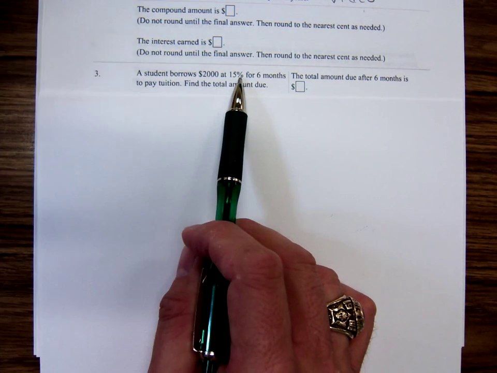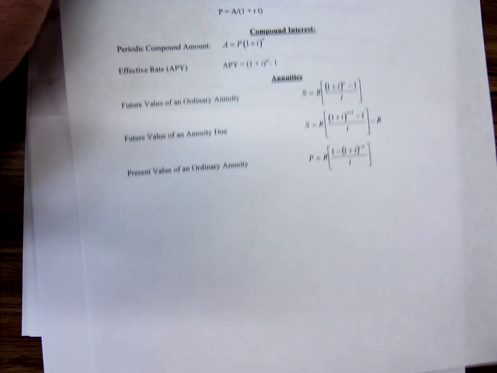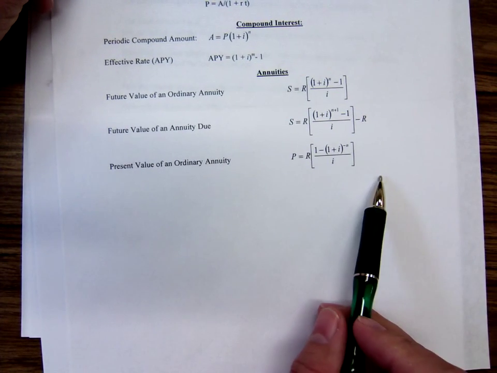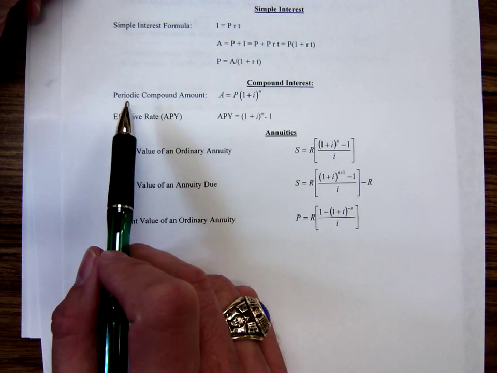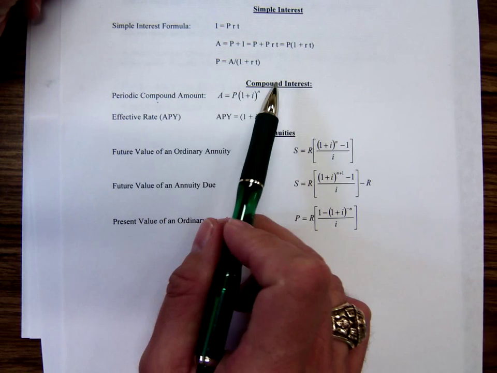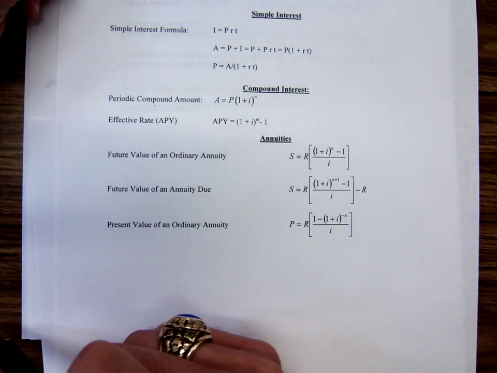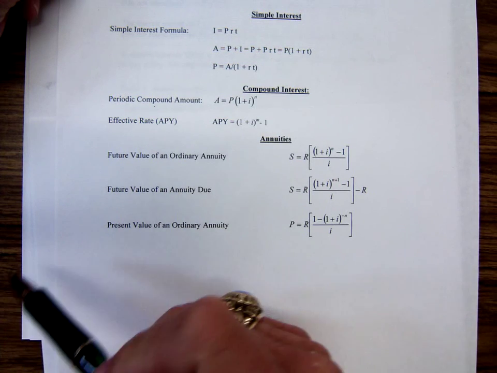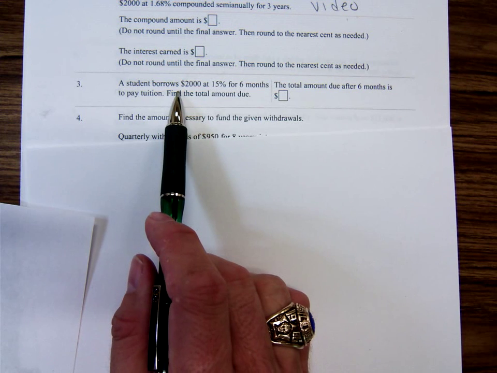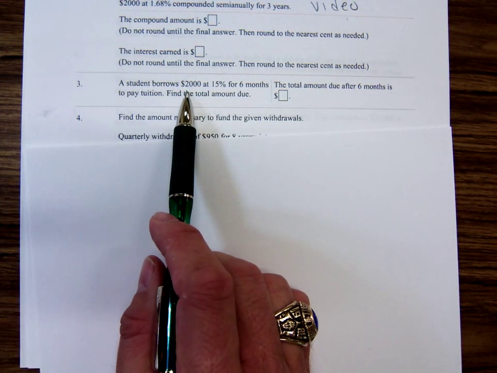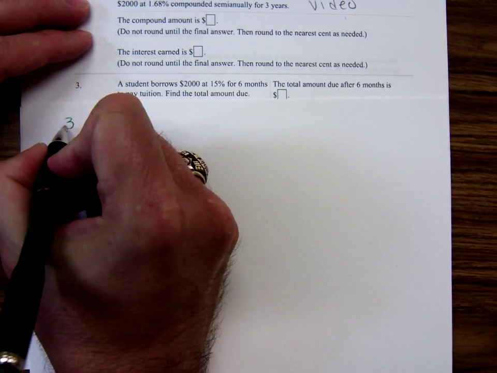If it's not an annuity, then it's none of those. It's certainly not an effective rate problem. Does it mention anything about the interest being compound? If not, then it's a simple interest problem. And nowhere does the problem say anything about compound interest. So this is a simple interest problem. You want to find the total amount due. This is on problem 3.